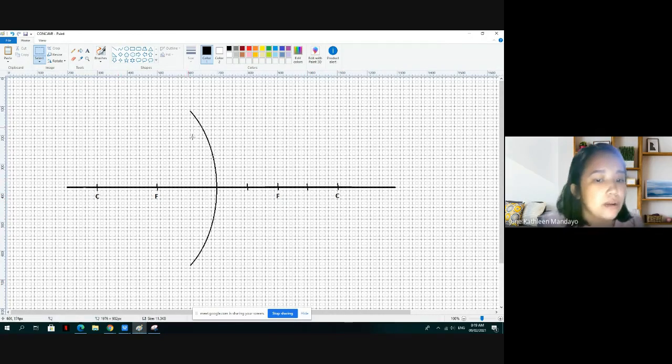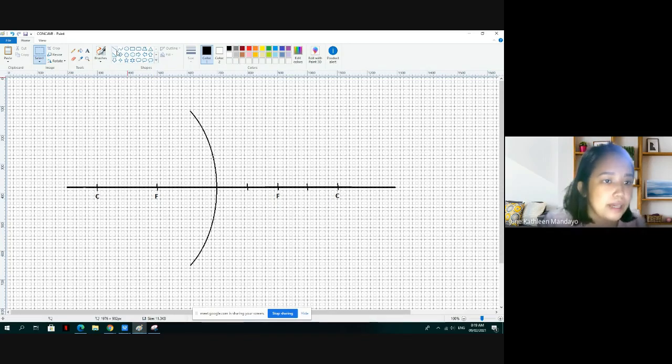Okay, so we have here a concave mirror. And then, of course, you have to take note of these symbols. You have C, and then you have F. C dapat ay yung center nito. So you can set this, however it is indicated. And then the focus, dapat i-divide nyo itong distance na ito or itong haba na ito so that you can get the focus.